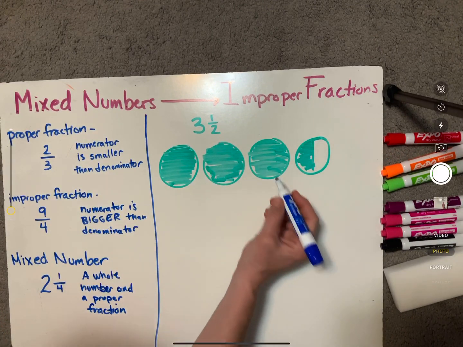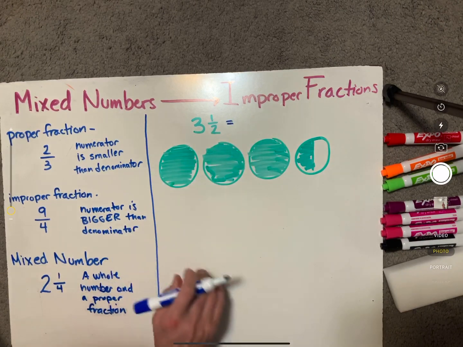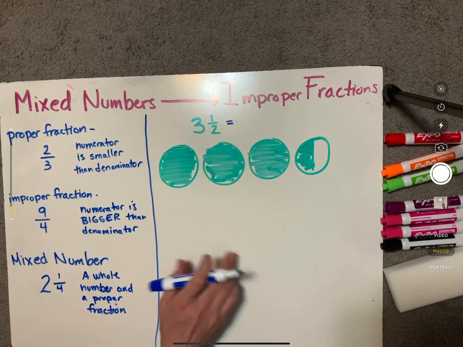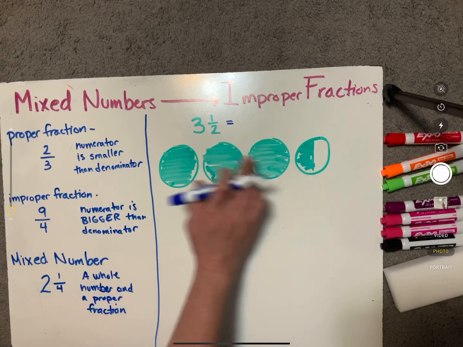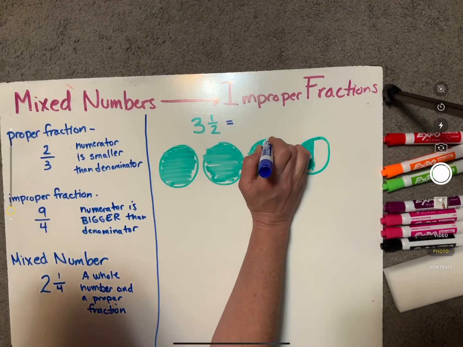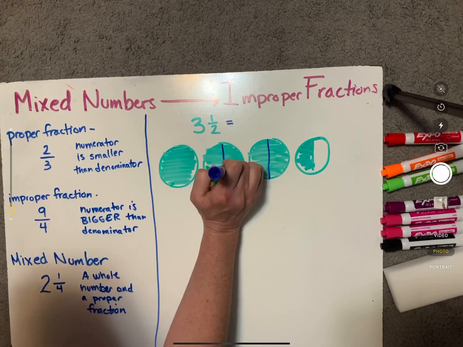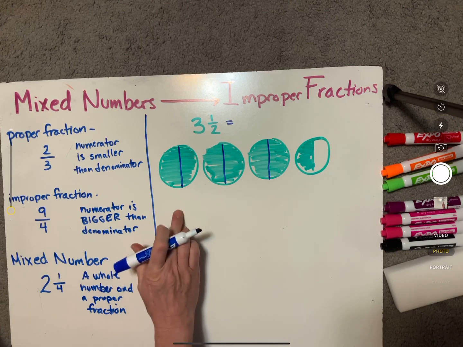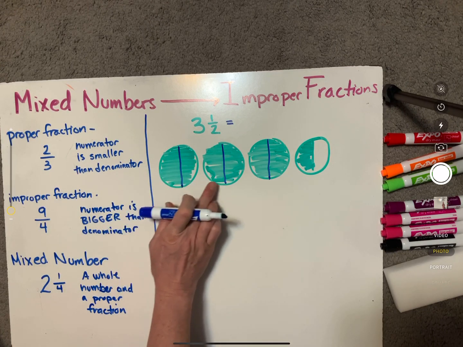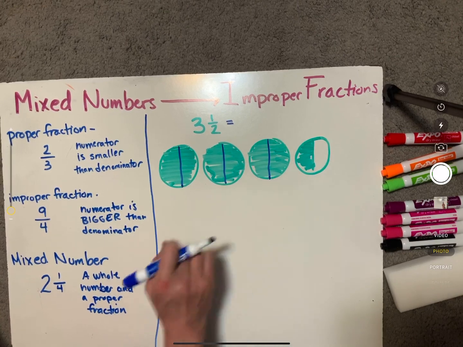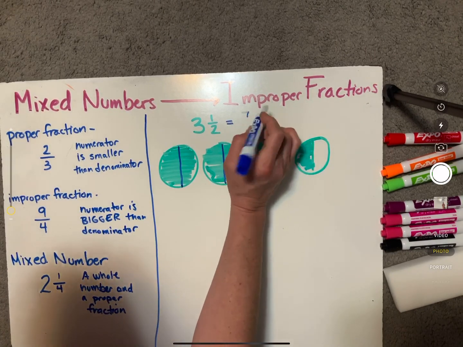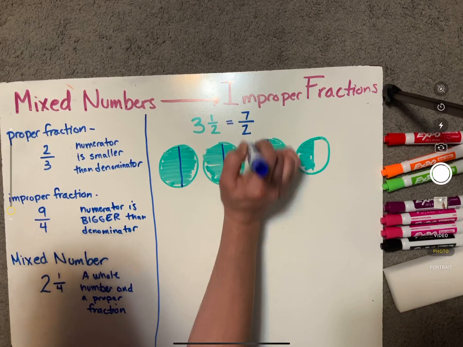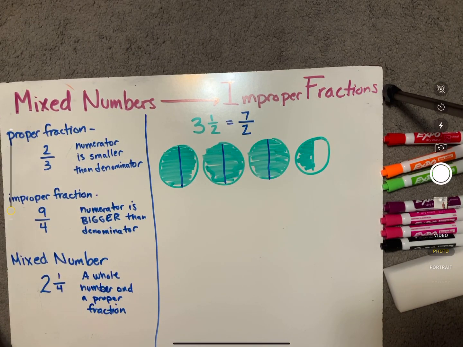So 3 1/2. If we're going to make this into an improper fraction, what we want to do is chop these all into halves. We're going to keep our size the same, but if I chop these into halves, the question becomes, how many halves do I have all together? 1, 2, 3, 4, 5, 6, 7. So I have 7 halves all together. So my equivalent fraction as an improper fraction is going to be 7 halves.